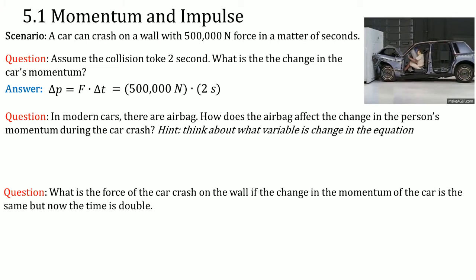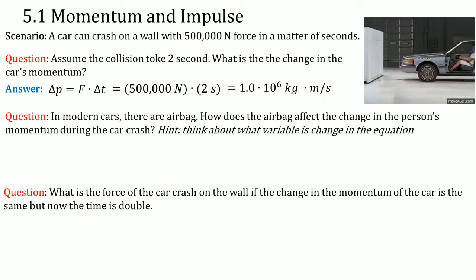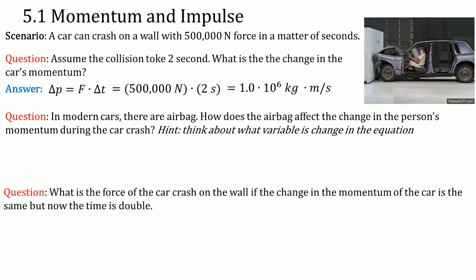Plug in the values. 500,000 goes in for force. The delta T is 2 seconds. You now get the value of 1.0 times 10 to the 6 kilograms times meter per second.